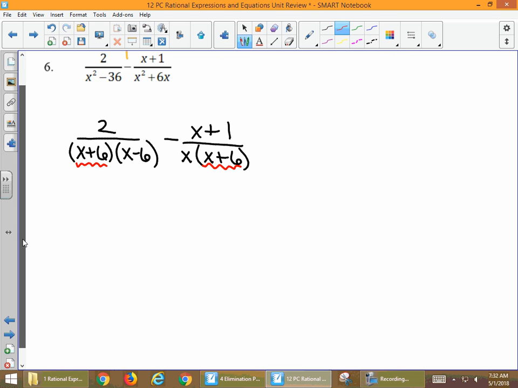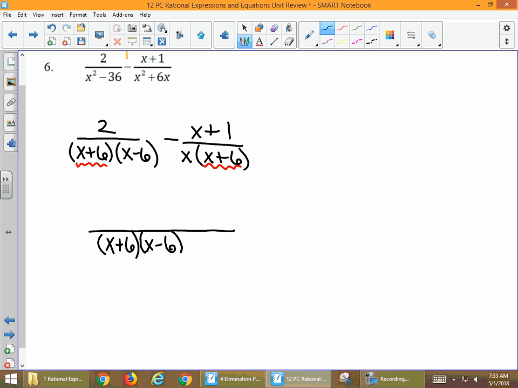What I need to do is make a common denominator, and my common denominator has to have everything that both these denominators have. So my common denominator needs x plus 6, x minus 6, and this singlet x. And if you don't like that order, you can write it in front. So I like to have that plan and then look at my fractions and see what each fraction needs.